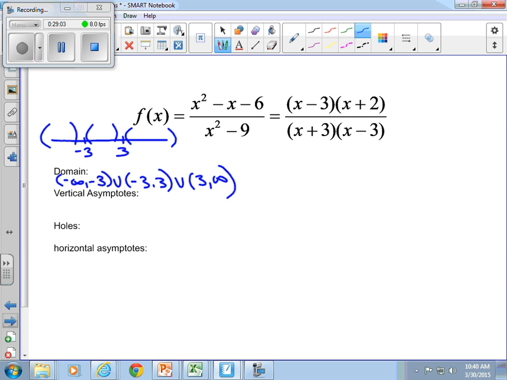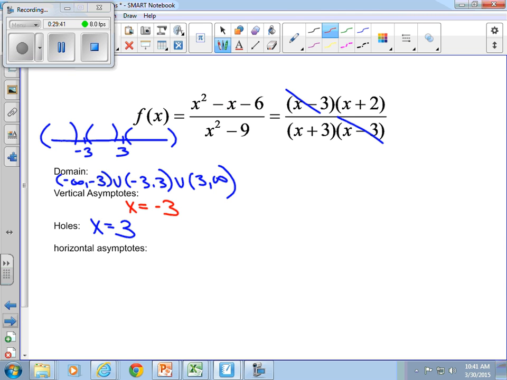Vertical asymptotes. Which one cancels? Yeah, it's minus 3. So that's a hole. Well, what is a hole? X equals what? 3. Why is 3 a hole? That's what makes it equal 0, right? That's the problem spot there. And so what's the vertical asymptote? Just the bottom. All 3 were only the bottom.